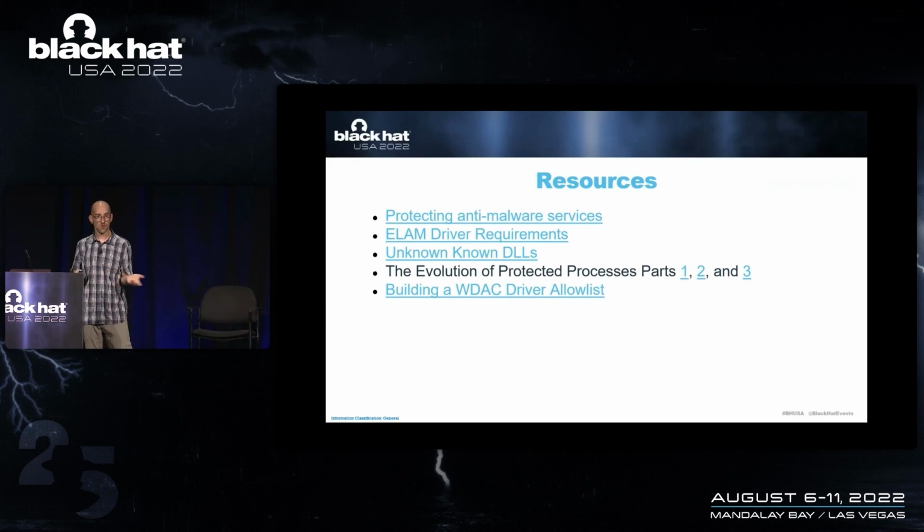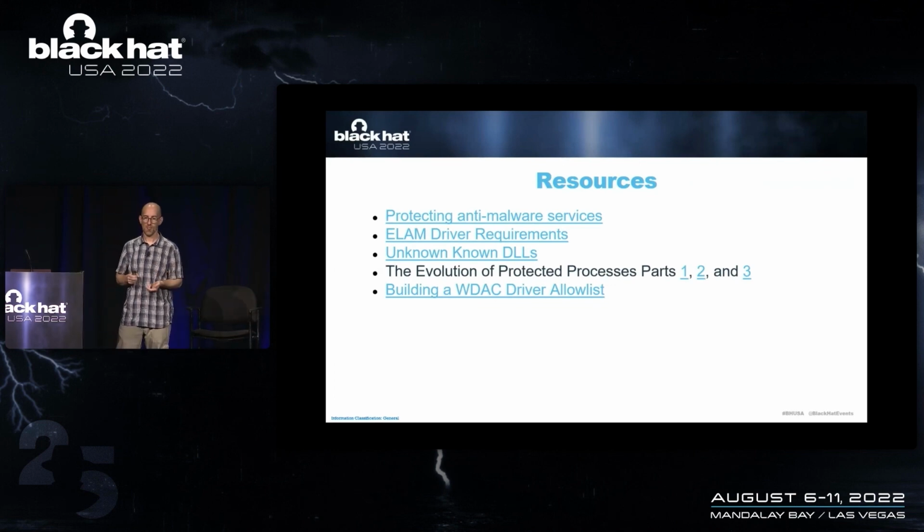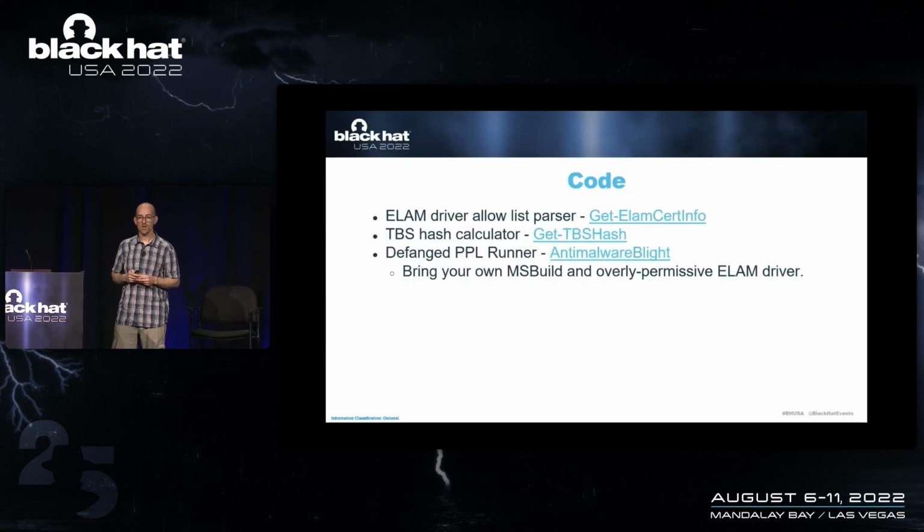Okay, so some resources if you want to learn more about ELAM and protected processes. These slides will be available soon, so I recommend you check these out if you want to learn more. And the code that you saw me use, all of this is available on my GitHub. Get ELAM cert info, you just point it to an ELAM driver and it will parse out those rules for you. Get TBS hash, that's the one that will take a certificate and calculate the TBS hash so that you can start to go through that research process.